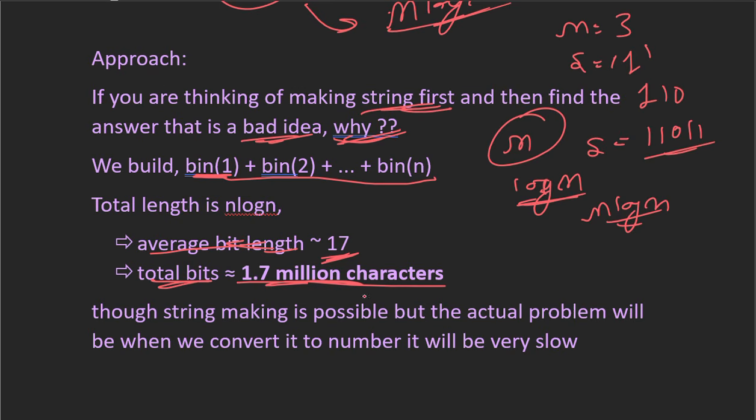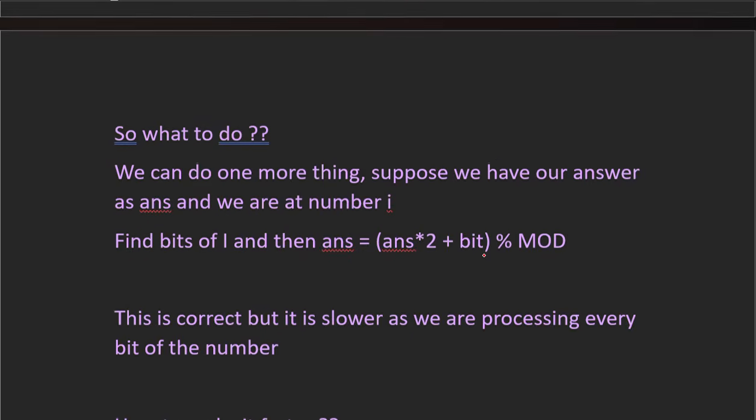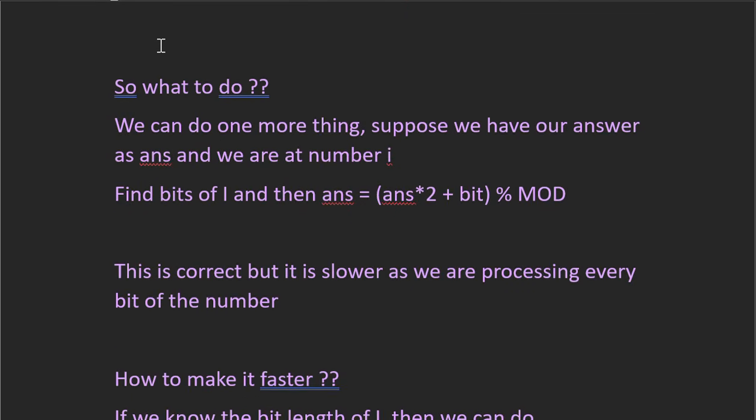Though it is possible to make the string, the actual problem is not in making the string. The actual problem is converting the string to the number. So that will be very slow, right? So what to do to make it faster?